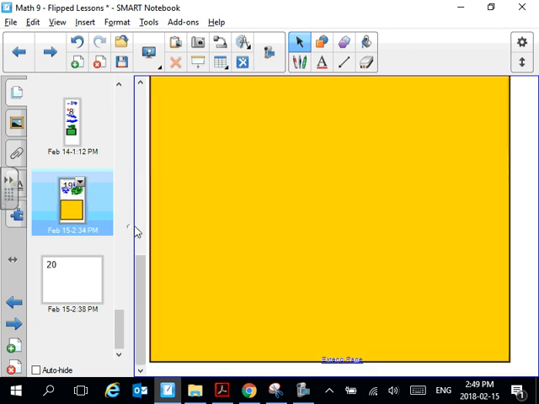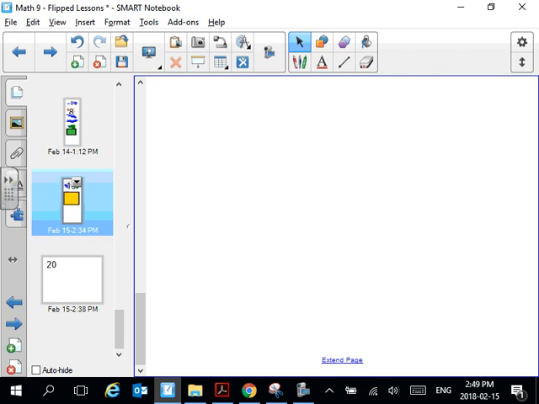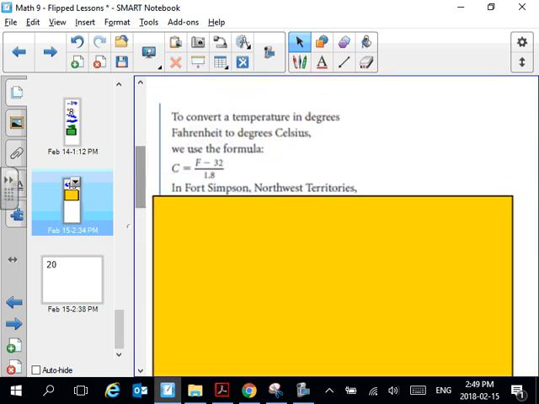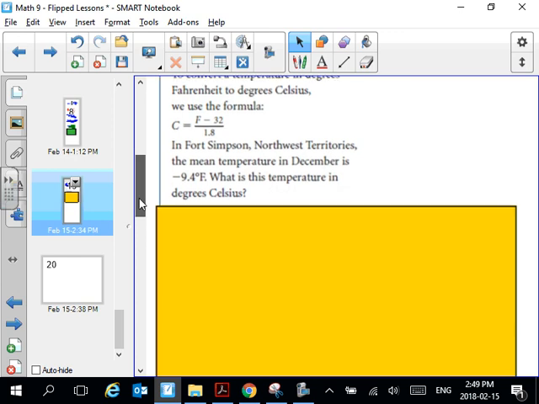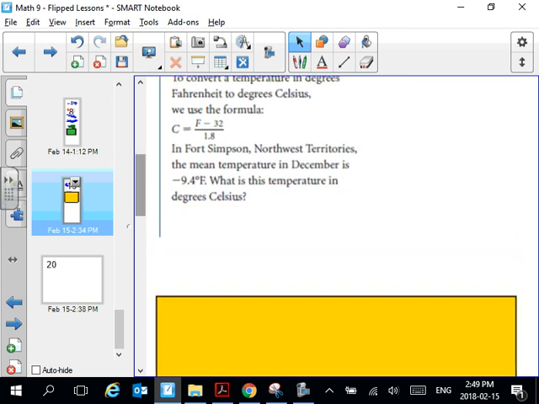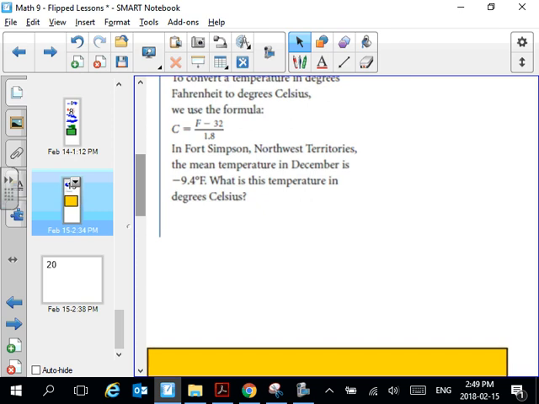Okay. So now we're looking at how we can use formulas to help us out. So we're looking at our first formula here, at least of this year, which is our temperature conversion. So I have a Fahrenheit temperature, negative 9.4, and I need to convert it to Celsius. This particular equation is going to help us do that.